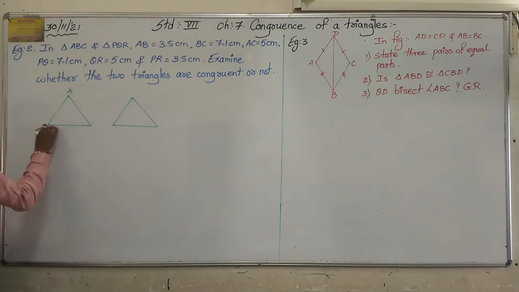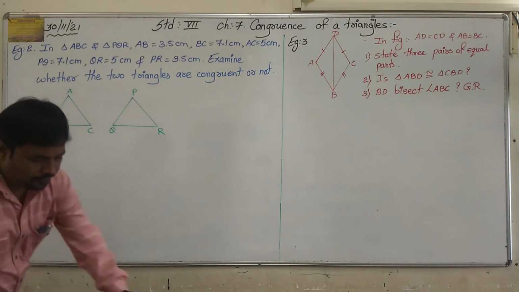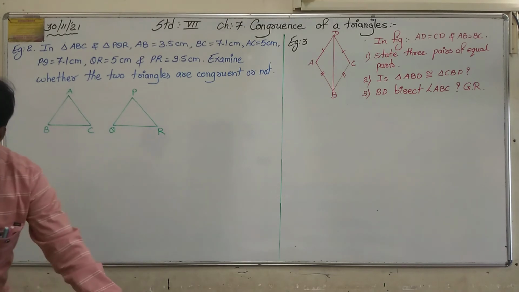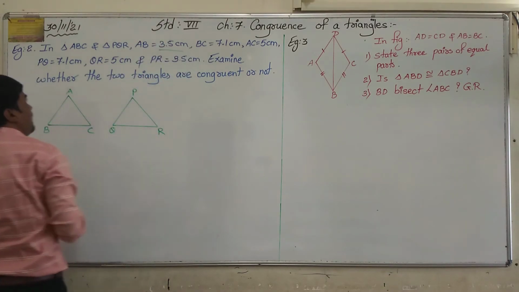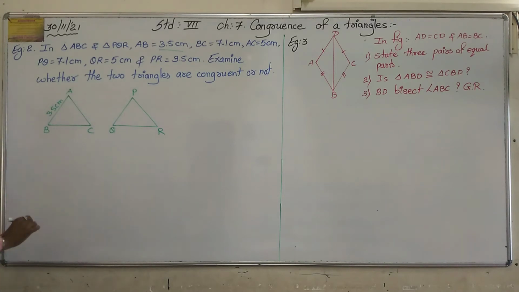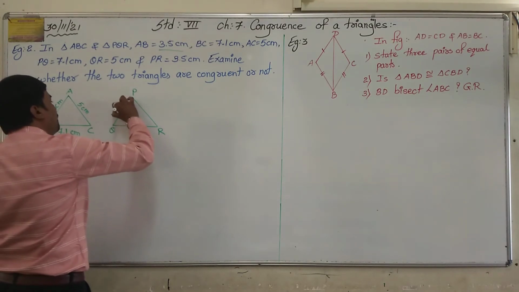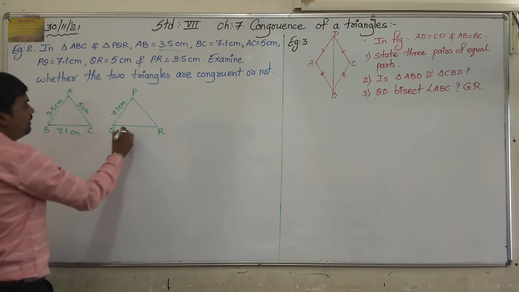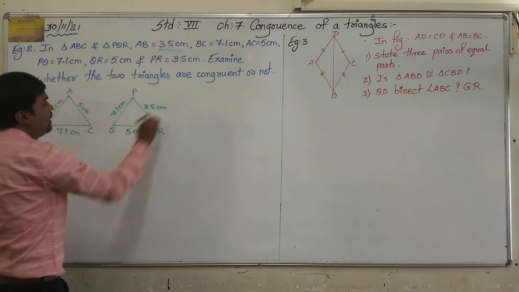A, B, C and triangle PQR. Now let's indicate all the things that are given in the question. AB is of length 3.5 centimeter, BC is 7.1 centimeter, and AC is 5 centimeter. Similarly, PQ is 7.1 centimeter, QR is 5 centimeter, and PR is 3.5 centimeter.